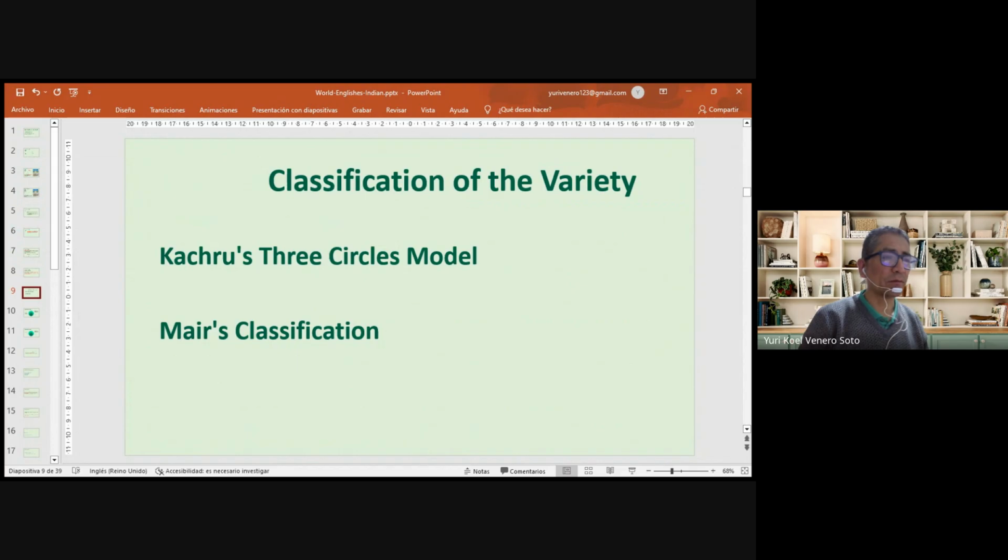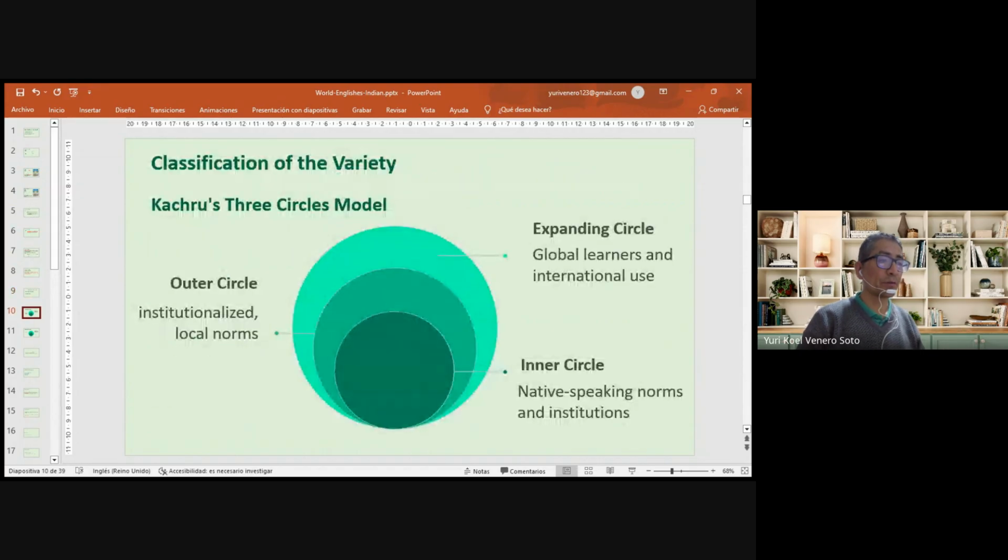Let's see how Indian English can be classified. Let's analyze Kachru's three circles model and Moag's classification. According to Kachru's three circles model, there are three circles. The inner circle includes native-speaking norms and institutions. We can mention here British English and American English.